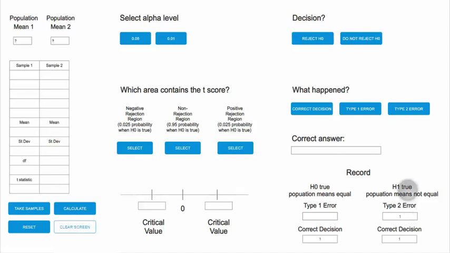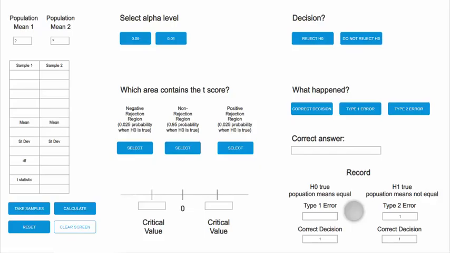So if you keep going, every time you do this, it'll give you two new populations, and it'll let you do the t-test. Then when you make your decision up here, it'll reveal the two population means. And at that point, you can make your decision about if it's a correct decision, type 1 error, type 2 error. It'll let you check your answer, and then you click on reset to update your record.